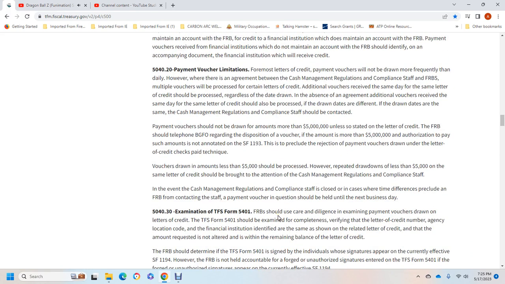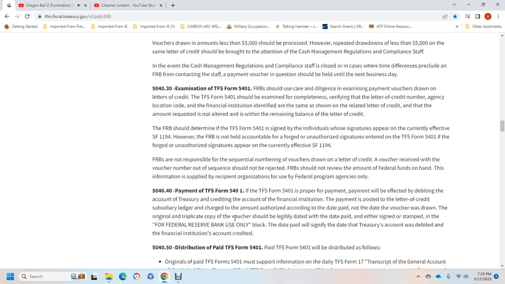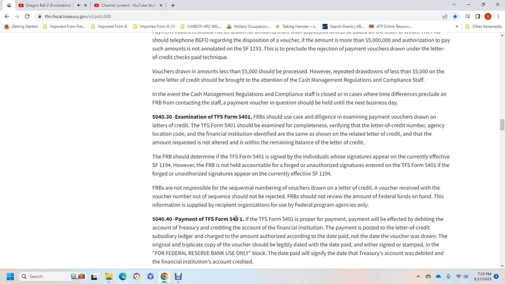Checks paid technique. Vouchers drawn in amounts less than $5,000 should be payable. Requested drawdowns of less than $5,000 with the same letter of credit should be brought to the attention of cash management regulation compliance staff. In the event of a time difference that precludes contacting the Federal Reserve Bank, staff with a payment voucher question should hold the voucher until the next business day.